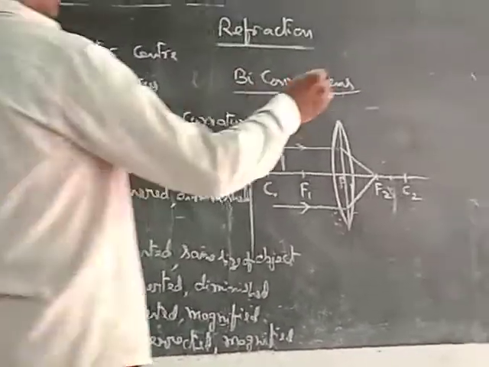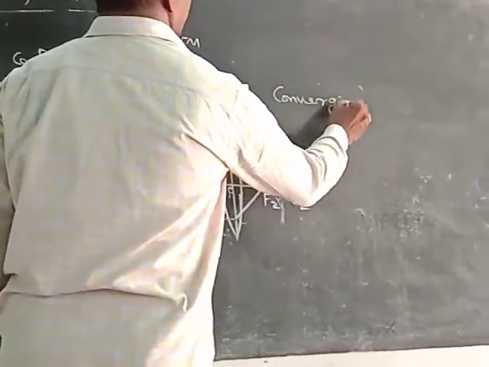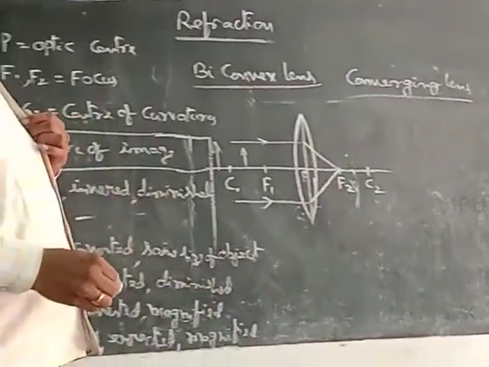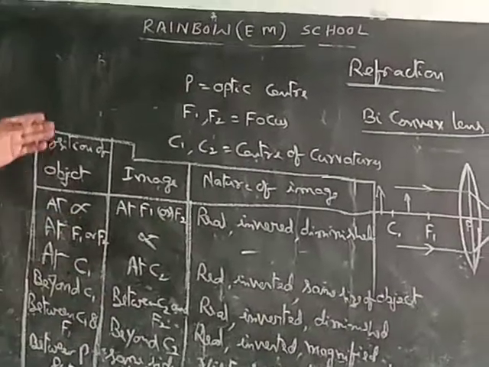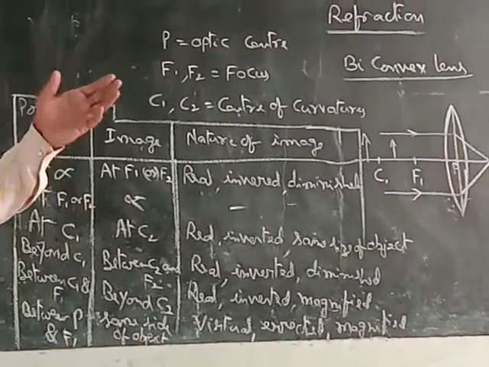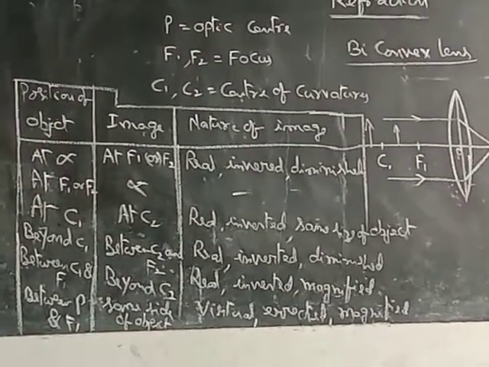This is also called converging lens. Why is it called converging lens? Only in one case virtual image is formed, in the remaining cases real image is formed. Concave mirror is also called converging mirror. Here convex lens is called converging lens.